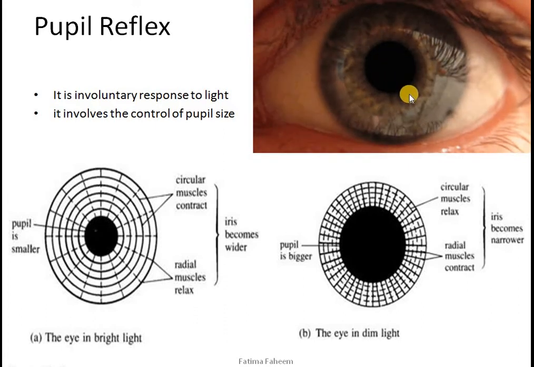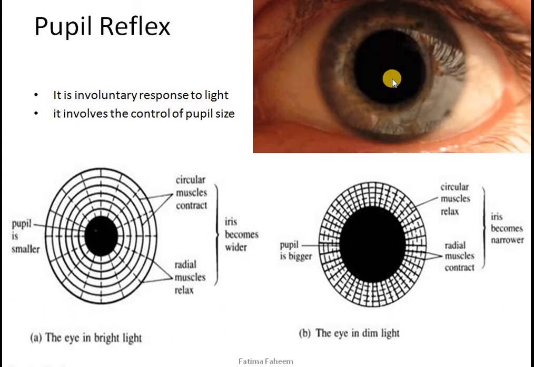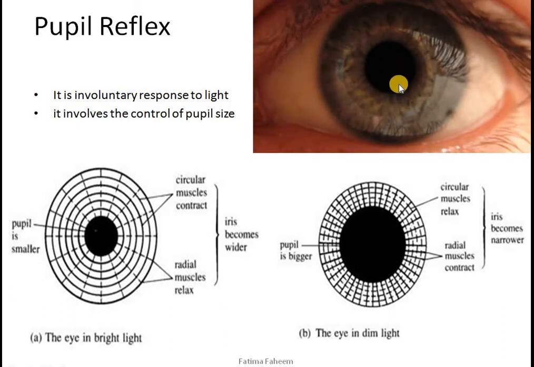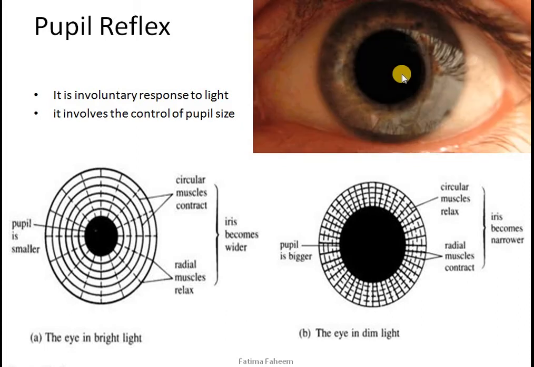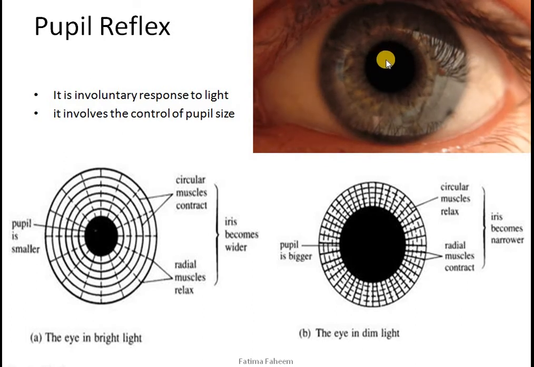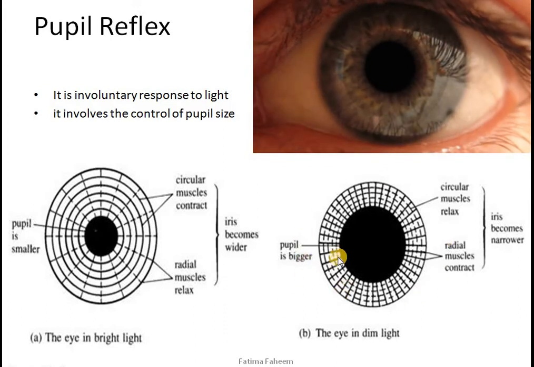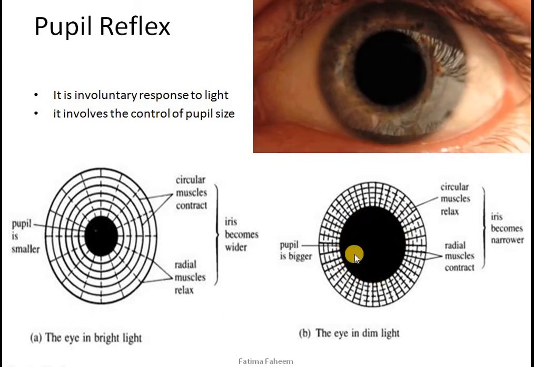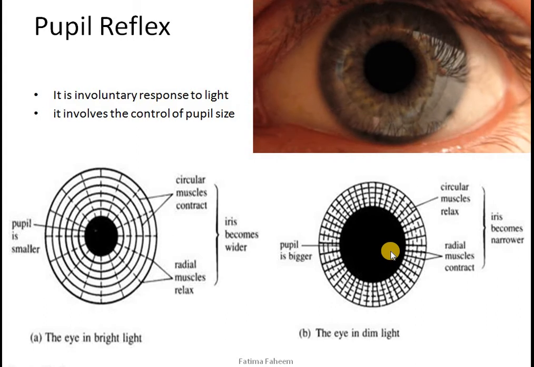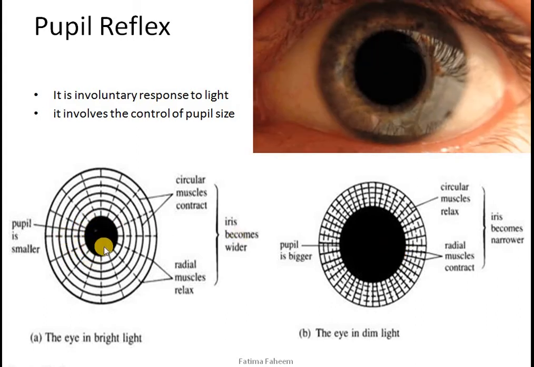Whenever you are in bright light or intense light, your eye pupil constricts to save your retina from excessive light. When the pupil constricts, less light would enter your eye and it would prevent the retina from damage. On the other hand, when you are in a darker room, you want more light to enter your eye, so the pupil size should increase. So pupil dilates when there is dim light and pupil constricts when there is bright light.